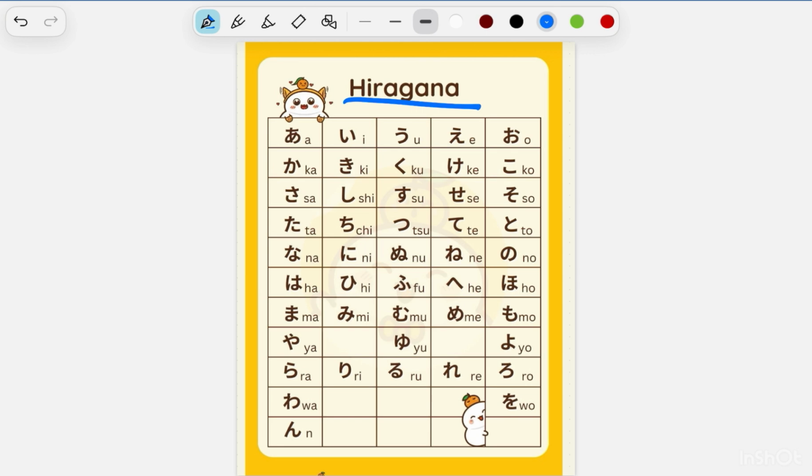We will start with the hiragana alphabet, then move on to simple words, useful phrases, and everyday conversations. So you need to grab your notebook and pen. Let's start learning Japanese together.